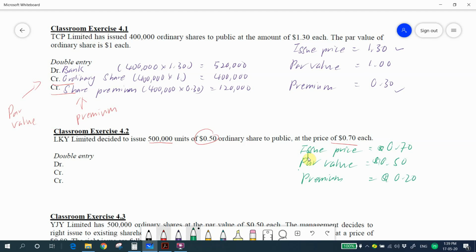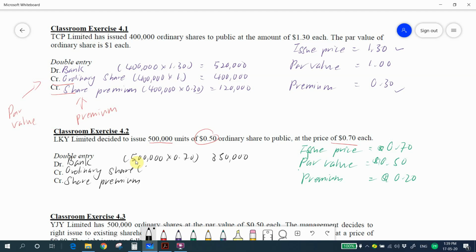So let's take the double entry. We debit the bank account because we will receive money. We credit ordinary share. And we credit the share premium account. So how much to collect? For bank, we sell 500,000 shares. We sell 70 cents each. So we get 350,000.